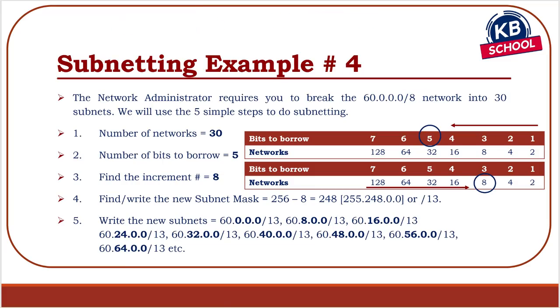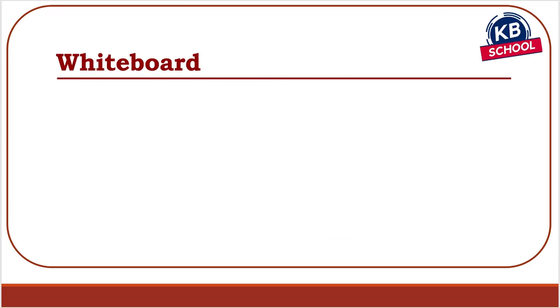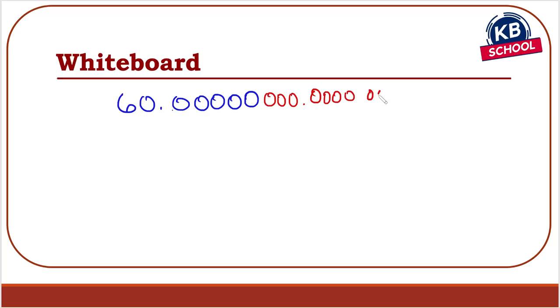Now the thing about this I want you guys to see as well is how it pans out in terms of binary. So I started with 60 and I borrowed 5 bits. So those now become my first network. My host bits over here are 3 in the second octet. The entire third octet and entire fourth octet are still host bits. So when I'm changing, I'm going to be changing the second octet. The third octet and the fourth octet are going to be all host addresses.